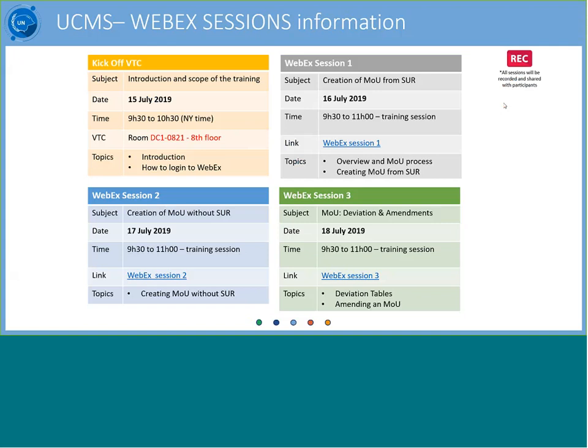The main presentation was based on how to create an MOU from an SUR. So this is actually the ideal situation where everything is in line and the process is going smoothly, right? So we have the SUR and we can link it to an MOU. Today we will see the case where you would have to draft an MOU without an SUR. What is the process?